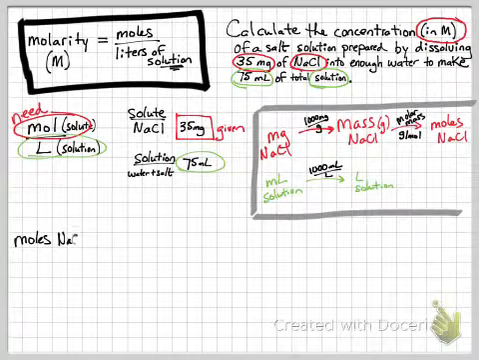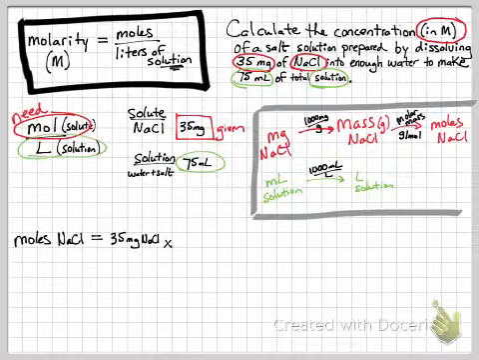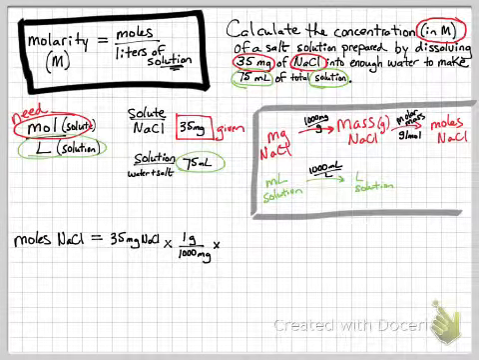Moles of NaCl is going to be equal to, we're going to start with our 35 milligrams, and we know from our plan that we're going to use the unit conversion: one gram per 1,000 milligrams. So now we're at grams of sodium chloride. We have to get to moles. For that we need the molar mass, as we've shown before, so we'll have to calculate the molar mass.